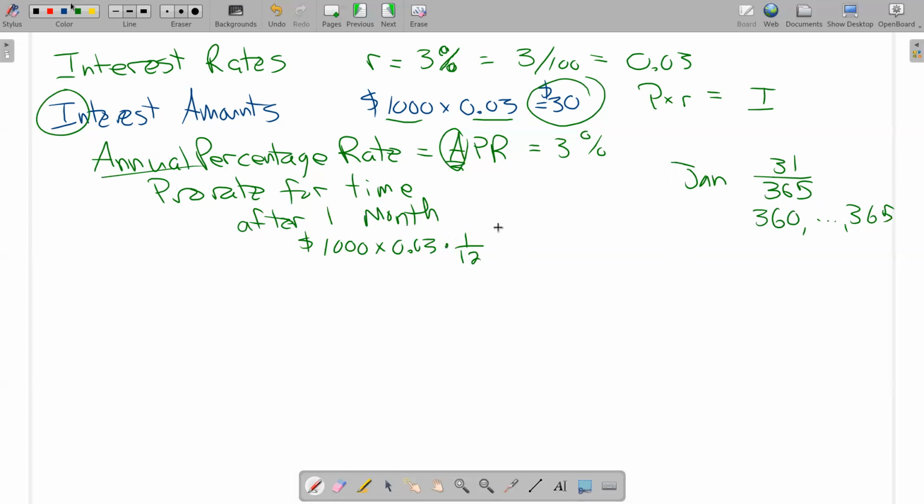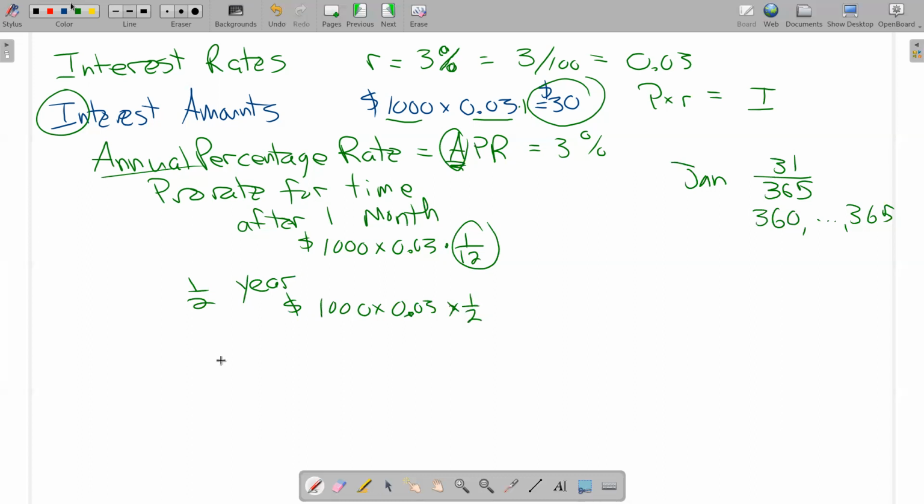I'm going to just choose 1 out of 12 for the part of a year. So again, since this is an annual percentage rate, I have to include how much time has gone by. The assumption up here is that it was times 1 year. Could be half a year, in which case I would have $1,000 times that 3% times 1/2.